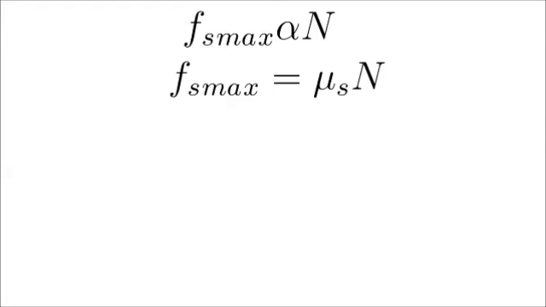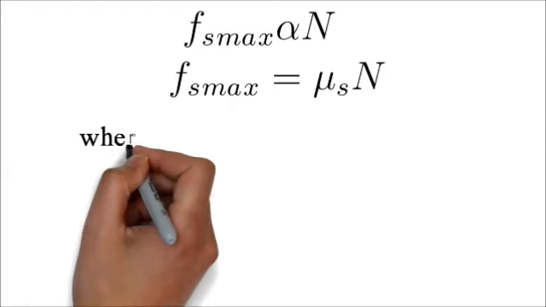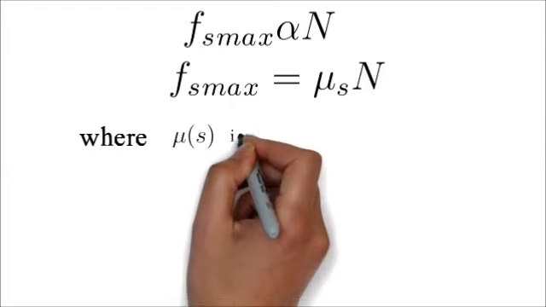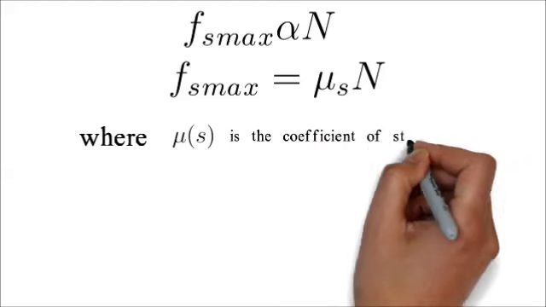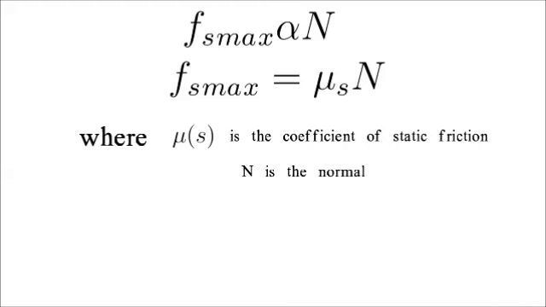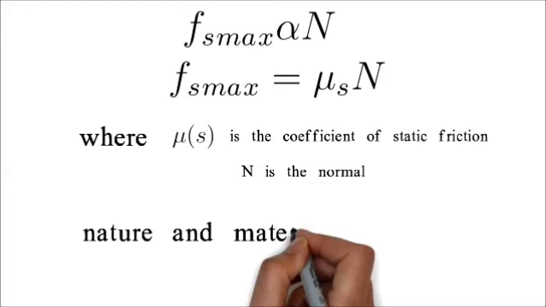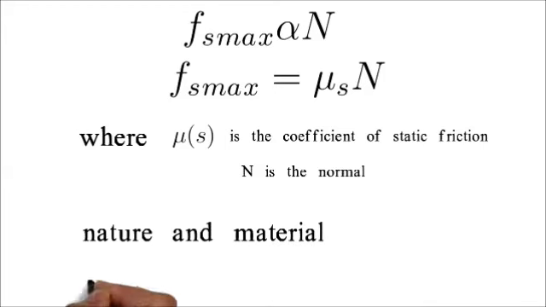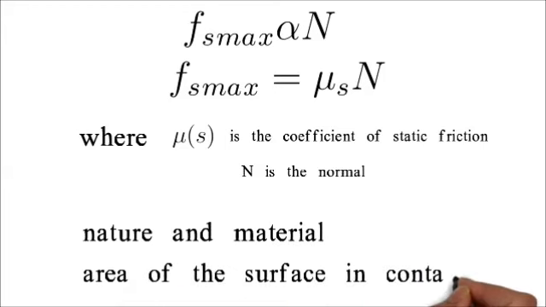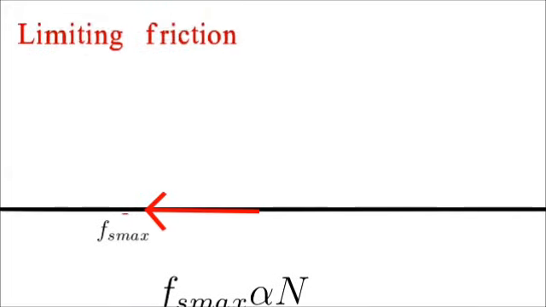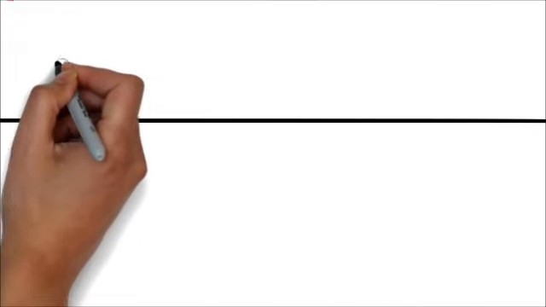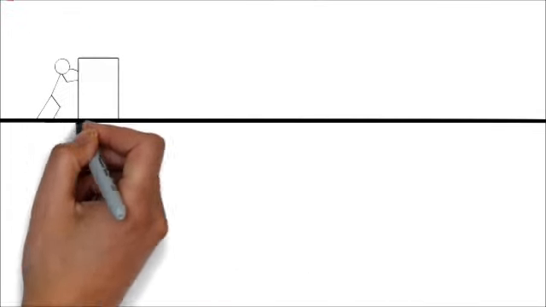The magnitude of this limiting force is proportional to the normal contact force between the box and the floor. This maximum force can be given by the equation F max is equal to mu s times N, where mu s is the coefficient of static friction and N is the normal. The limiting friction is dependent upon the nature and material of surfaces and independent of the area of the surface in contact. Once the force exceeds the limiting friction, the box starts sliding on the floor.